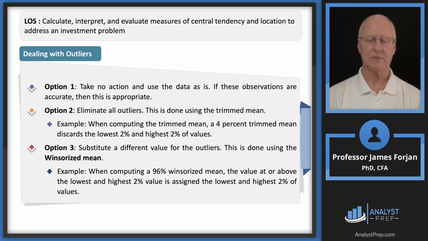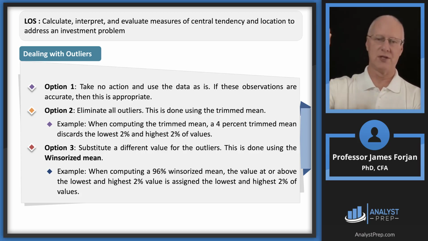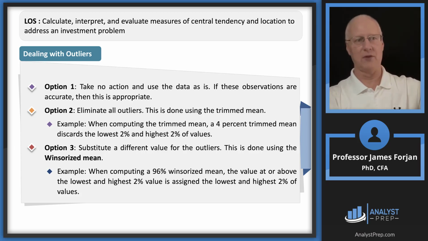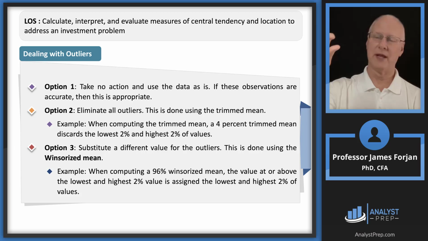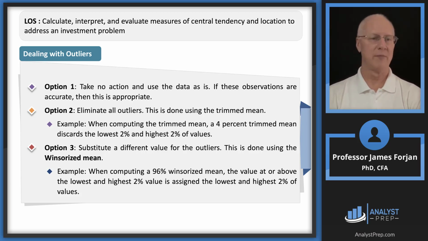Well, one of the things you can do is just ignore it. You can just eliminate all of them. But you can do it a couple of ways. You can do a trimmed mean. So you can just say, you know what, we're not going to eliminate just that $10 million appraisal estimate, but we're going to eliminate the top 2% and the bottom 2%. So that would be a 4% trimmed mean.